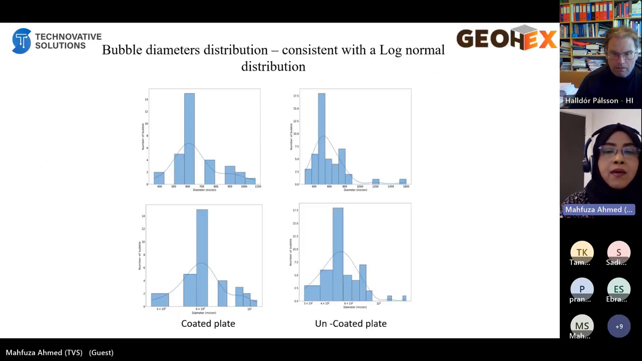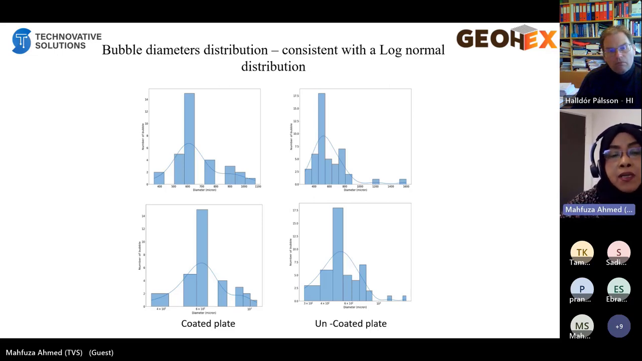So the next, this is a very interesting analysis. You can see that the plots on the left-hand side are the bubble diameter histograms for the coated plate, and the plots on the right side are the histograms of bubble diameters for the uncoated plate.